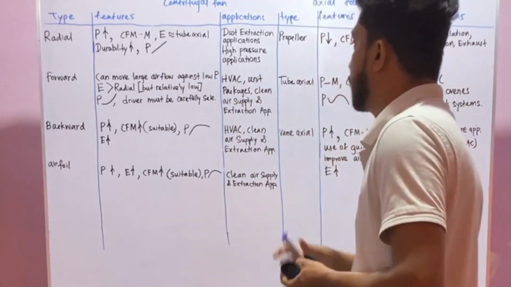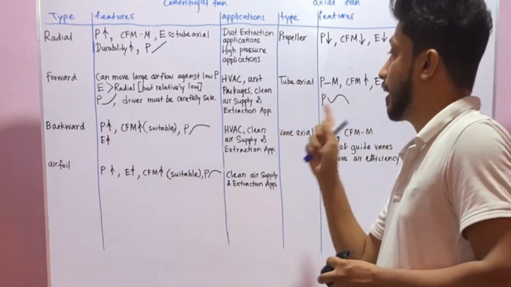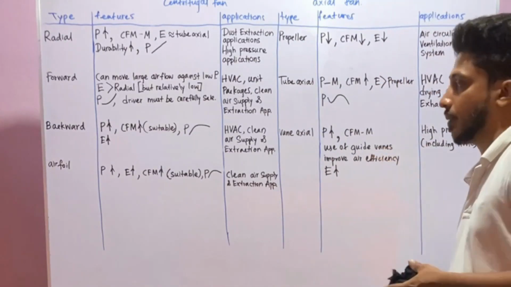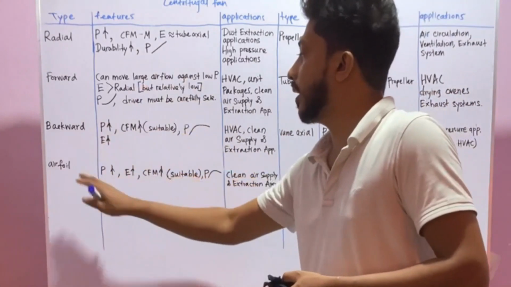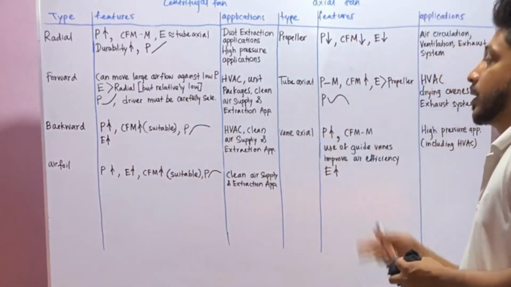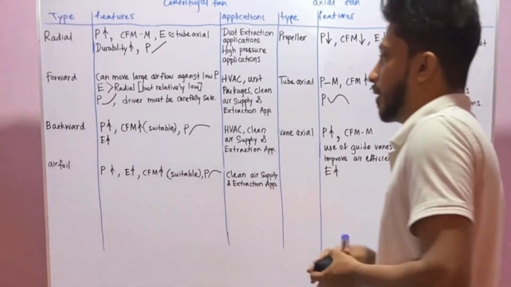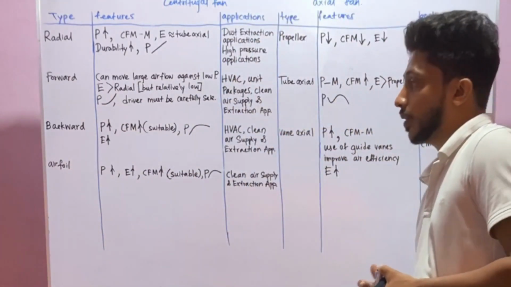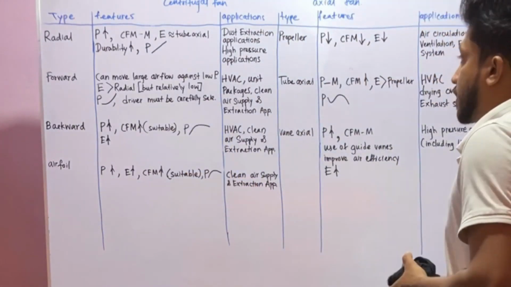Okay, so when it comes to the application, forward curve fans can be used for residential HVAC systems and unit packages, and the most important thing is that it should be clean air. For clean air supply or extraction applications, we can use forward curve fans. And not only forward curve, backward and airfoil too, we want clean air supply and clean air condition.